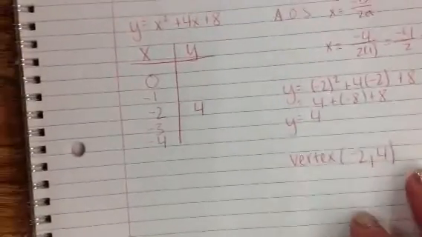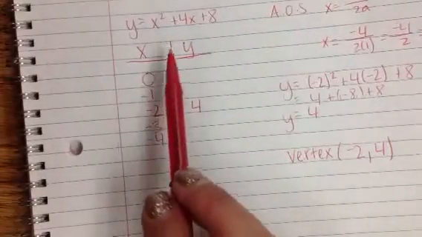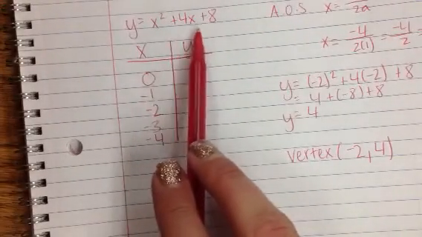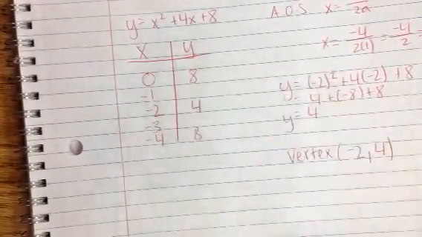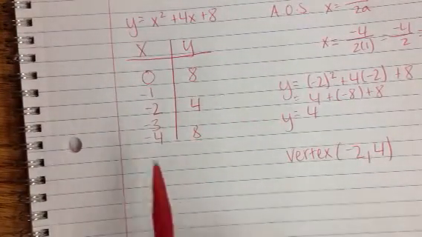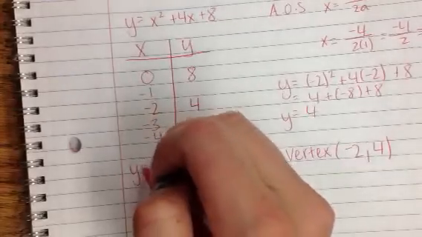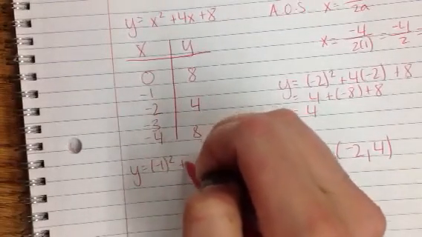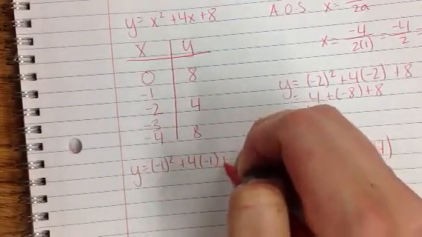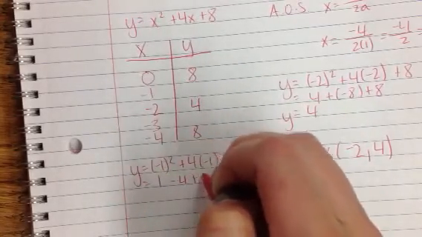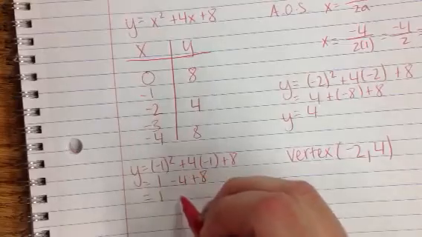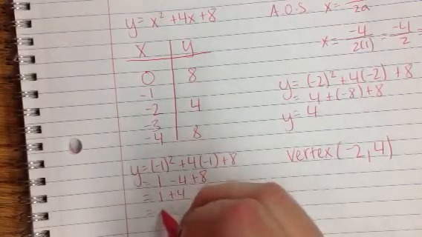So if I plug in 0 into my equation, 0 plus 0 plus 8. So I'm going to get an 8. So both of those y values will be 8. Now I got to plug in negative 1. Y equals negative 1 squared plus 4 times negative 1 plus 8 gives me 1 minus 4 plus 8. 1 plus 4 equals 5.